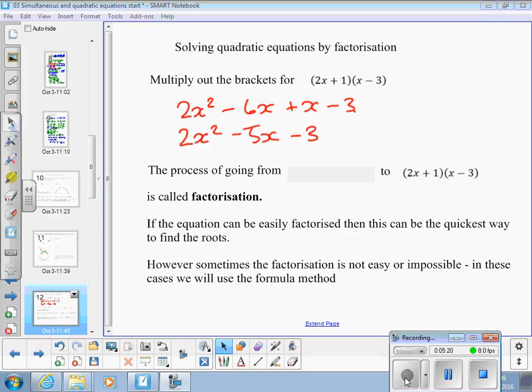okay. So that's that expression with the brackets multiplied out, which is what I should have put underneath there. The process of going from that multiplied out term to the bracketed term is called factorization. So if we're going to use this method on a function in ax squared plus bx plus c form, we need to factorize from that to end up with two bracketed terms like this.